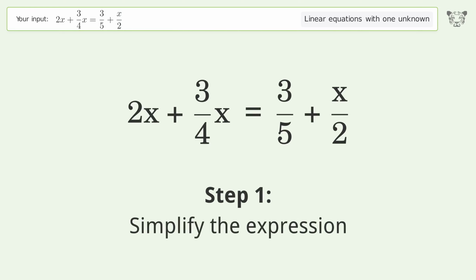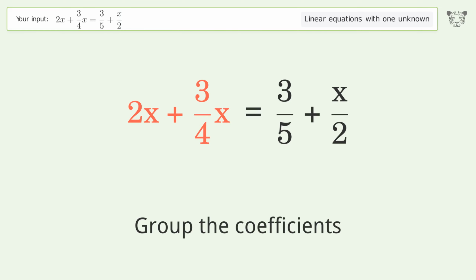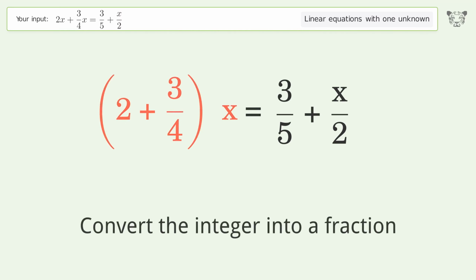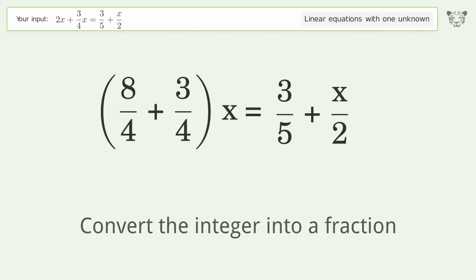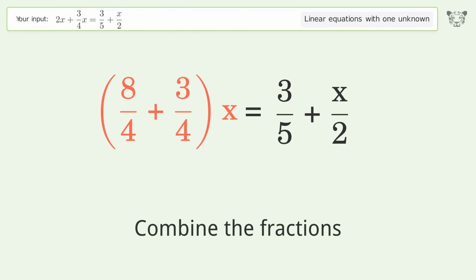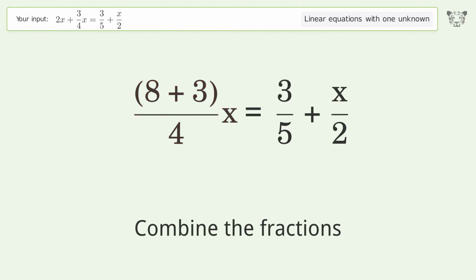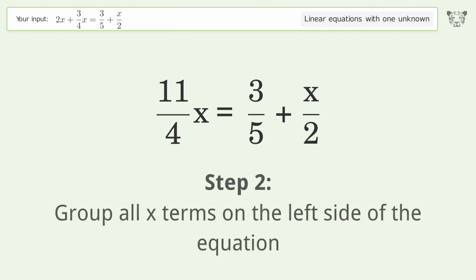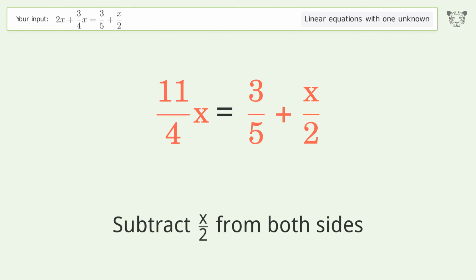Simplify the expression. Group the coefficients. Convert the integer into a fraction. Combine the fractions. Combine the numerators. Group all x terms on the left side of the equation. Subtract 10/2 from both sides.